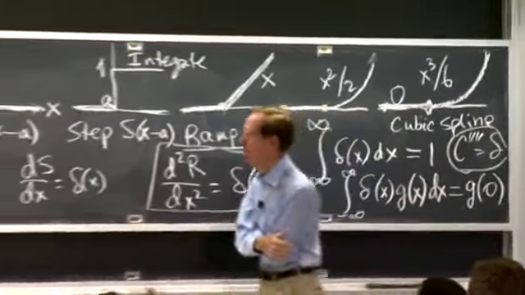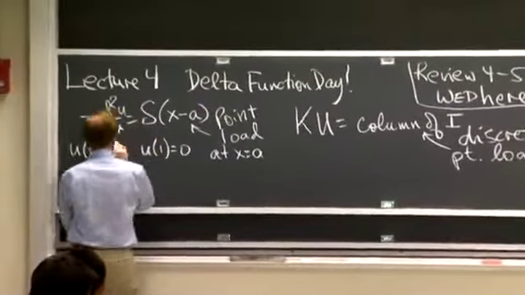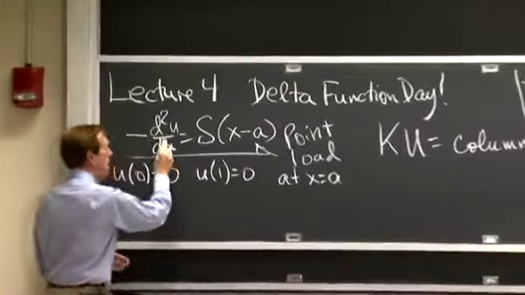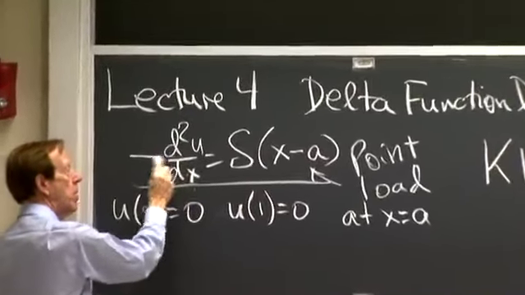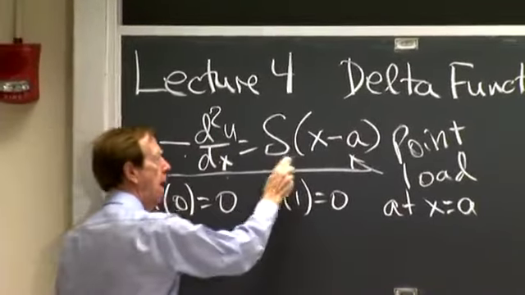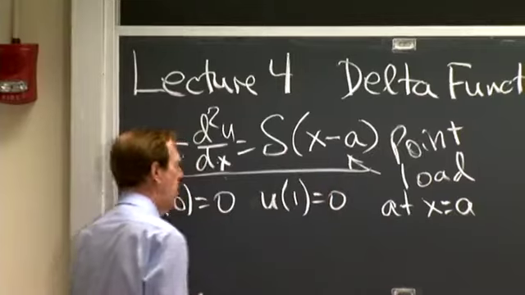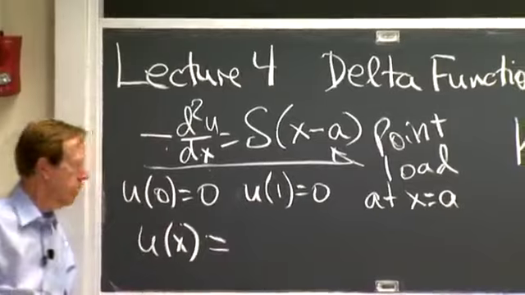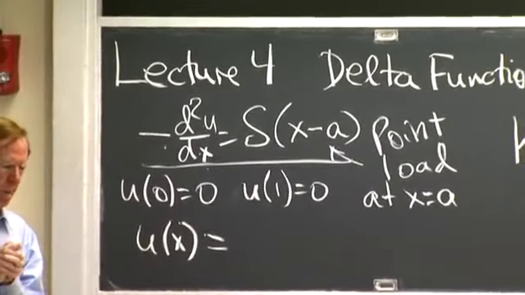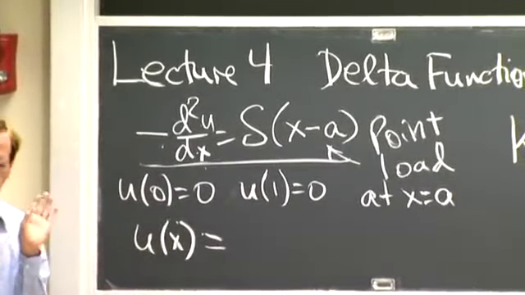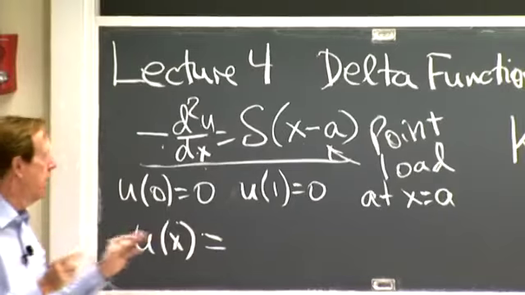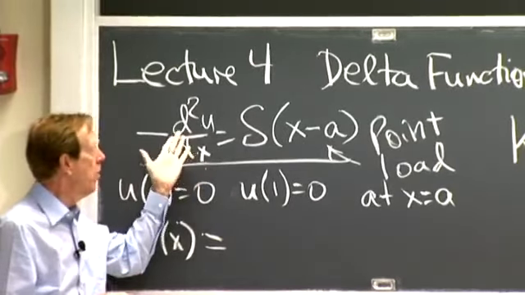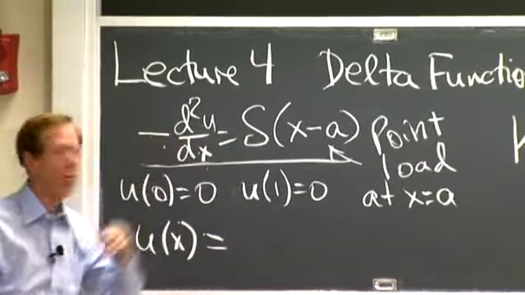Let's start solving this problem. What's the general solution to that equation? Minus the second derivative, so notice the minus that I like, and the load is now moved to the point A. So the solution u of x, let's write down all solutions. Well, tell me one particular solution first. What is one function for which minus the second derivative would be the delta?